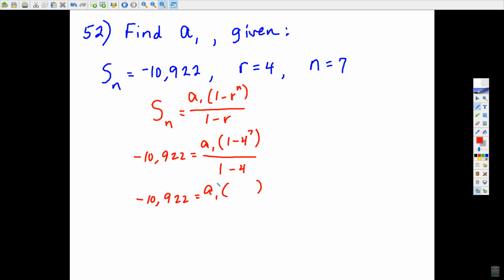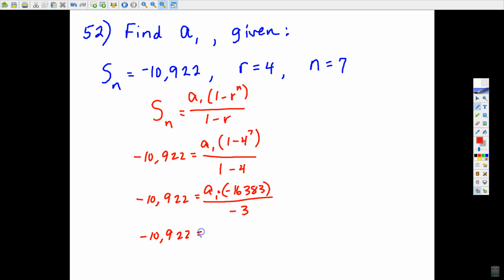And that's negative 16,383. Let me make these a little bit bigger. Negative 16,383 divided by negative 3. Since these are factors, you can do the canceling here. Remember, you can cancel factors, but you can't cancel terms. If we divide negative 16,383 by negative 3, we get 5461. So my equation now looks like this.